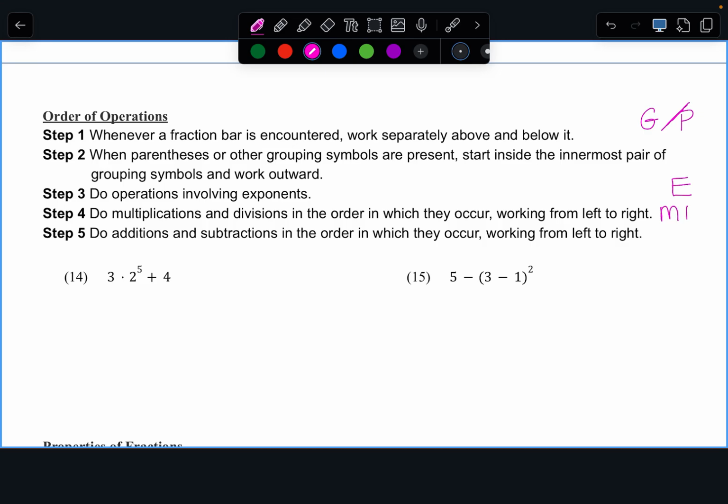Multiplication and division, you are doing from left to right, whichever shows up first. You do not always have to do multiplication first. You read it from left to right. Okay? Whichever one shows up furthest on the left, that's what you do first. Same thing with addition and subtraction. Okay? Always from left to right. And that's a really important thing to note about the multiplication, division, and addition and subtraction.